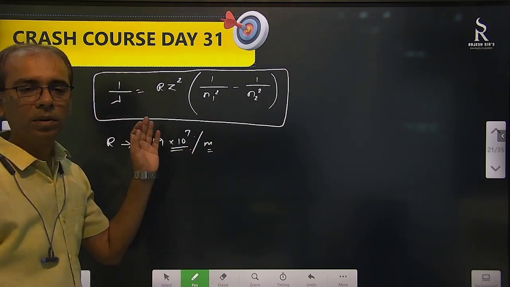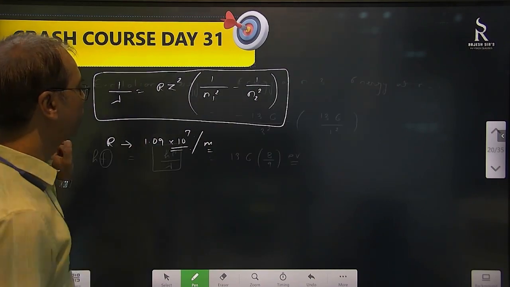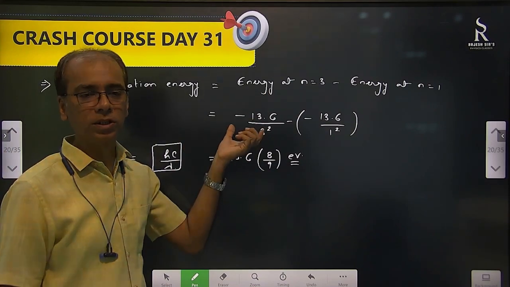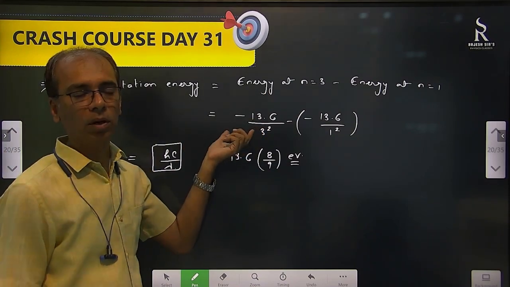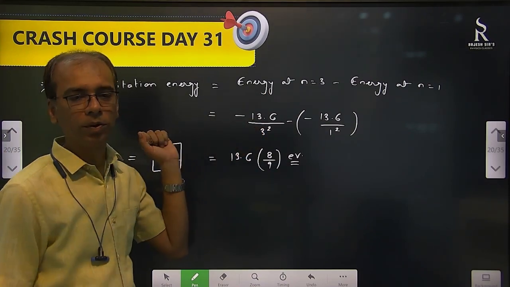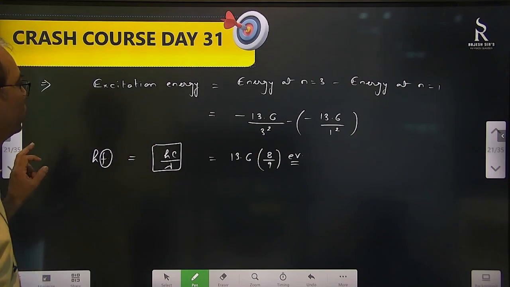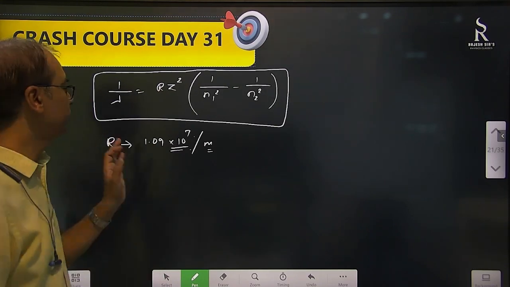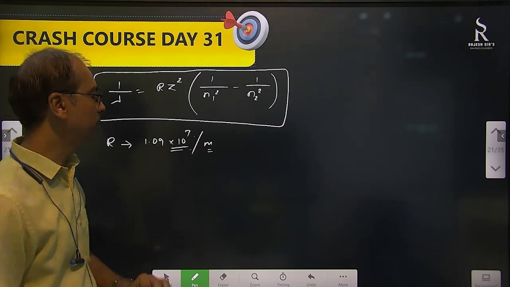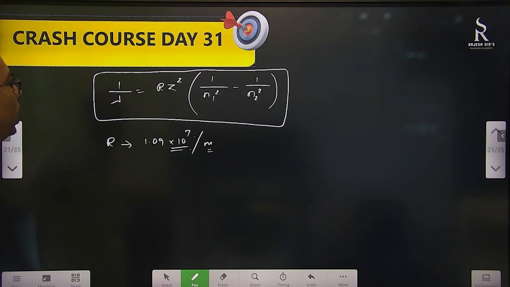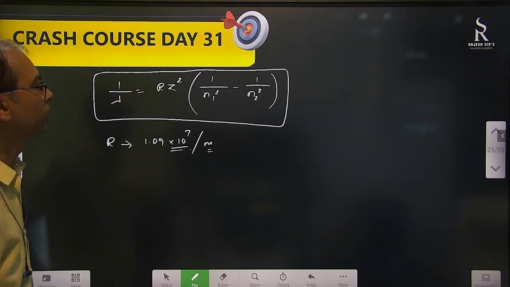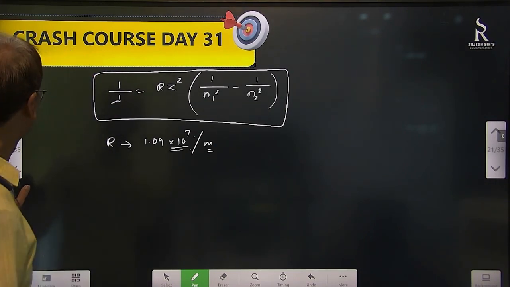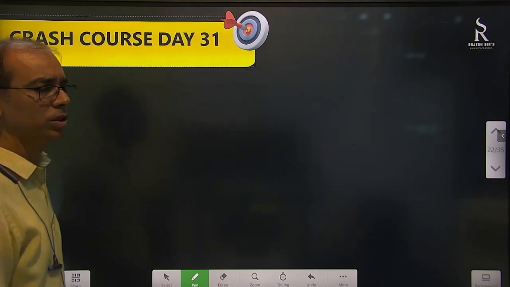How did it come? We put the same formula, by which 13.6 eV came, again here, and from there we get a constant. Its value is 1.09 into 10 to the power 7 per meter. So 1 by lambda equals R Z squared times (1 by n1 squared minus 1 by n2 squared). Now, what more is there in the atom?